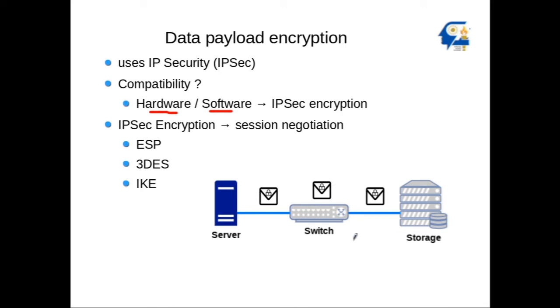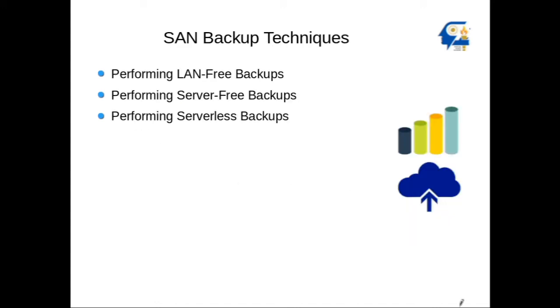And basically, from the server to the storage, a session gets created with the help of IP security encryption. It basically uses three different protocols: Encapsulating Security Payload, 3DES, and Internet Key Exchange. So these are the IP security encryption methods which are used by iSCSI to secure the transmission between the server and the storage.